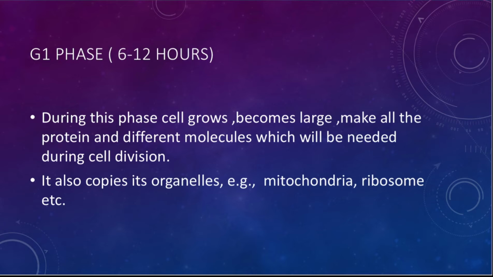During this phase, the cell grows, becomes large, and makes all the proteins and different molecules which will be needed during cell division. Cell division is a very much regulated and controlled process because it's necessary for the survival of the organism. If it's not regulated and controlled, then it may cause cancer, because unregulated cell division is cancer. So it has to prepare itself, it has to make many molecules, proteins and enzymes which will regulate the process, and it will also increase in size. If it is required, it will increase its size. So after cell division, the daughter cell will not be small in size. For maintaining size and proportion, it grows itself.